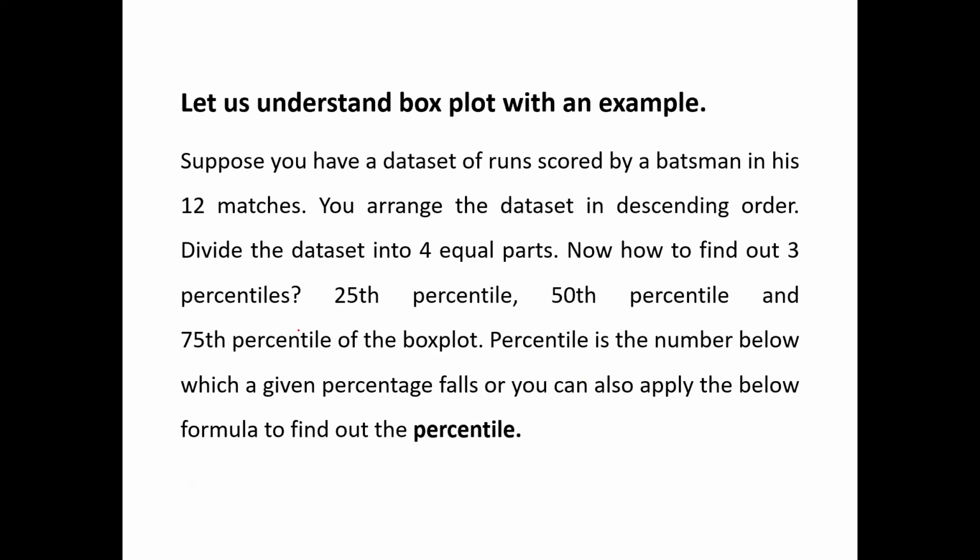Let us understand this box plot with an example. We have a data set of runs scored by a batsman in his 12 matches. So we are going to arrange the data set in descending order. For that, we need to divide the data set into 4 equal parts, that is, we have to find the 25th percentile, 50th percentile, and 75th percentile of the box plot. A percentile is the number below which a given percentage falls, or you can also apply the below formula to find the percentile. So let us discuss the same example with the help of a box plot.